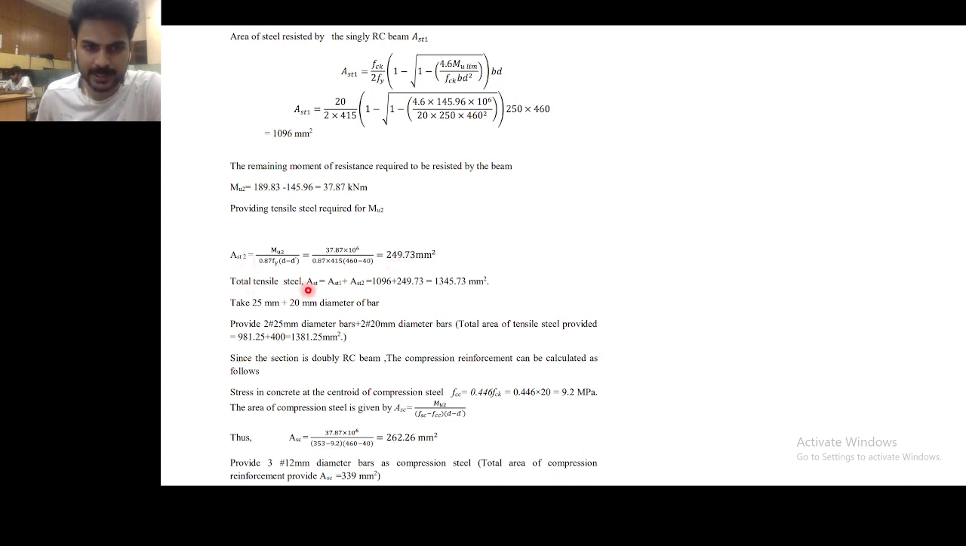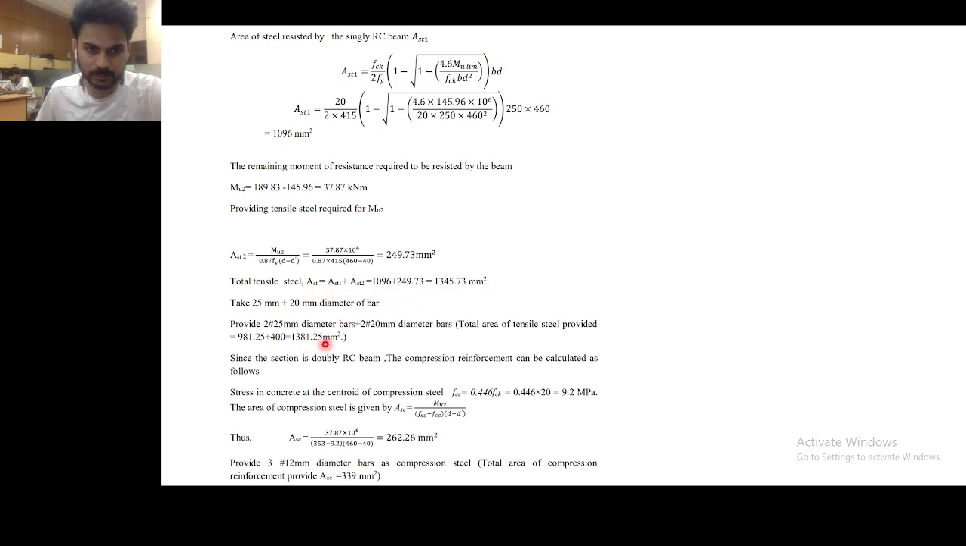So the total tensile steel is Ast1 plus Ast2. Ast1 we already calculated, Ast2 we got from here, so by adding them we got the total Ast. Taking 25 mm plus 20 mm diameter bars for the extra requirement, we will provide them. You can provide it your own way; this problem is just solved this way. So two 25 mm and two 20 mm diameter bars are provided. Their total area is 1381, which is more or less similar to the total Ast.